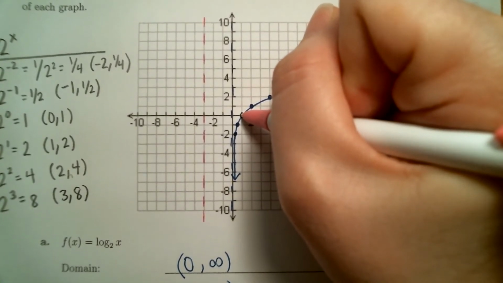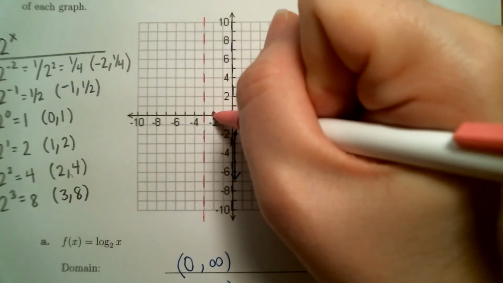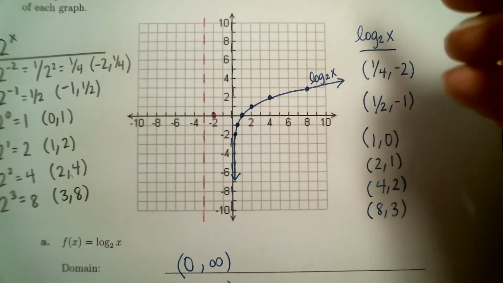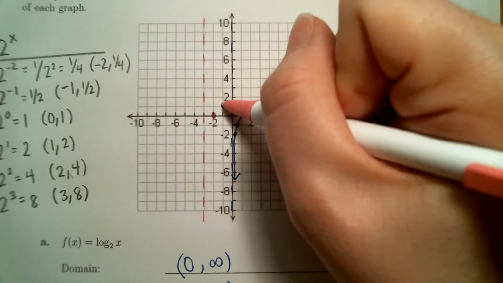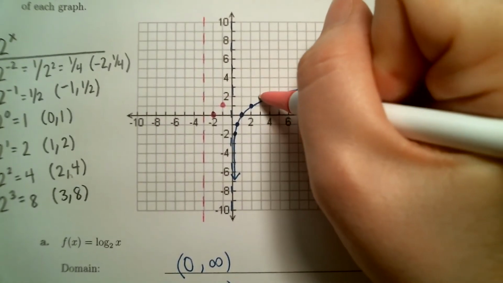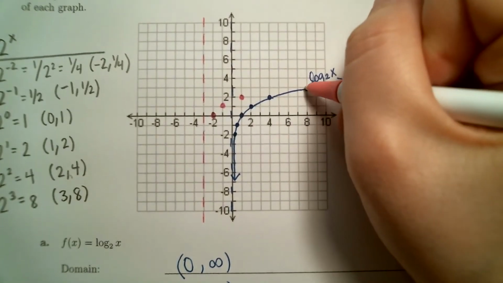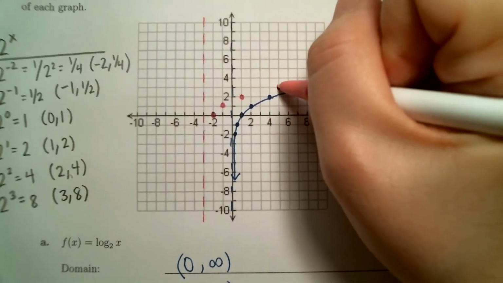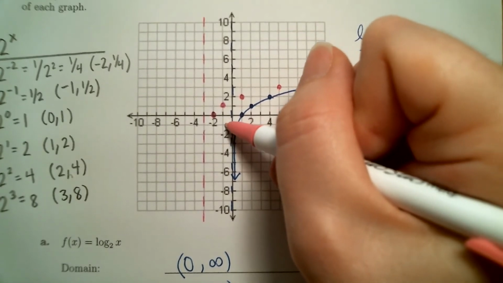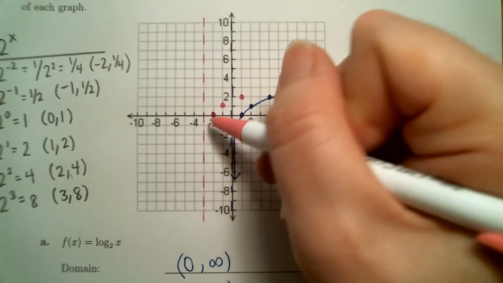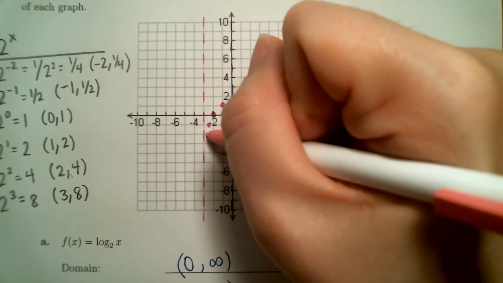So this is (1, 0). It's going to go 3 units to the left: 1, 2, 3. It's going to end up at (-2, 0). And then I'm going to move this one 1, 2, 3, so we end up at (-1, 1). 1, 2, 3, we end up at (1, 2). And then 1, 2, 3, we end up at (5, 3). These other points you're going to have to eyeball: 1, 2, 3, and then 1, 2, 3.